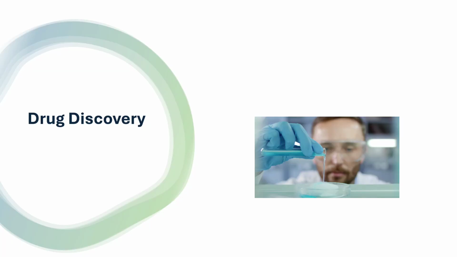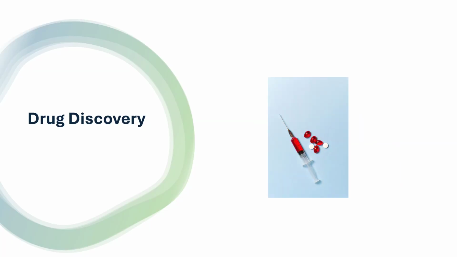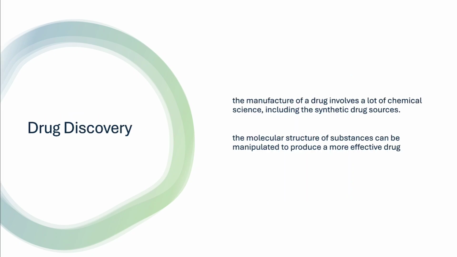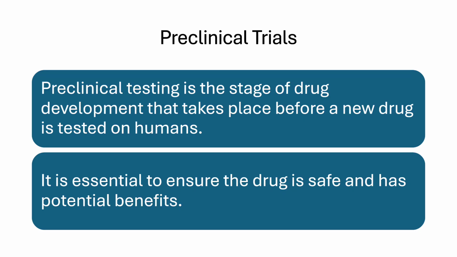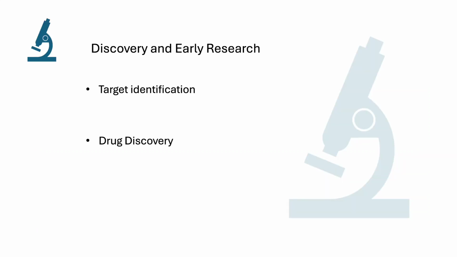Do you know how a drug is discovered and developed? Why are some drugs pills and others injections? Despite the use of natural resources, the manufacture of a drug involves a lot of chemical science, including synthetic drug sources. Before a drug is commercialized, there is a long path to follow, starting with preclinical tests. Preclinical testing is the stage of drug development that takes place before a new drug is tested in humans. It is essential to ensure the drug is safe and has potential benefits.